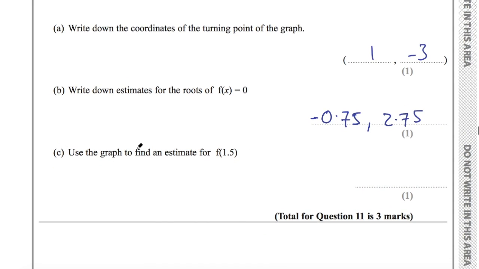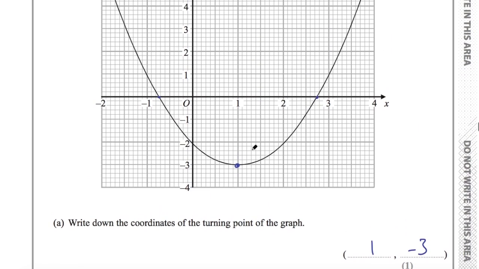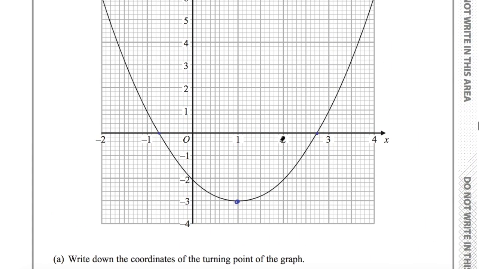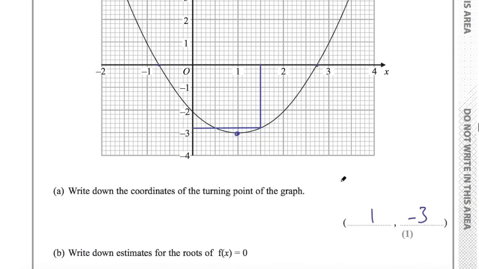And then part C says use the graph to find an estimate for f of 1.5. So in other words, when x equals 1.5, what does y equal? So if we go to 1.5 on the x-axis, go down to the graph, and we go across to the y-axis. Now if each of these represents 0.2, this is going to be minus 2.8 on the y-axis.